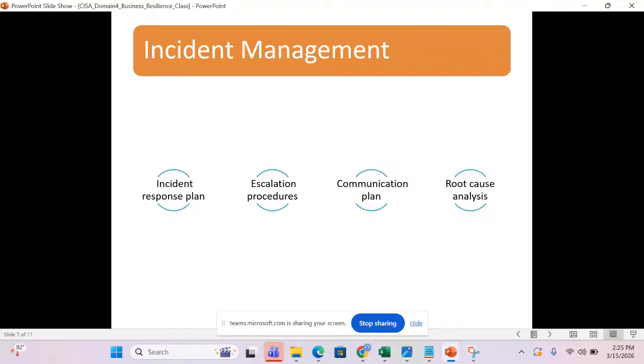It also speaks to how those activities are being logged, how they are being investigated, and how they are being remediated. So when we speak to the response plan, it's just a document. It speaks to how incidents are logged, how they are investigated, and how they are resolved.